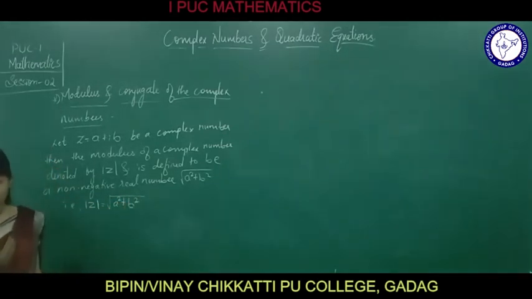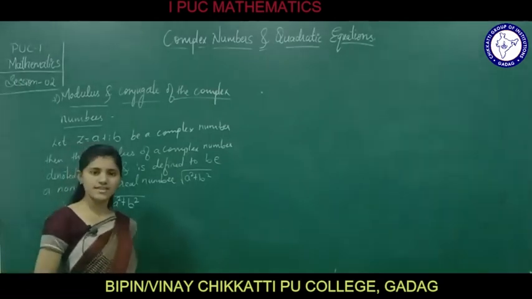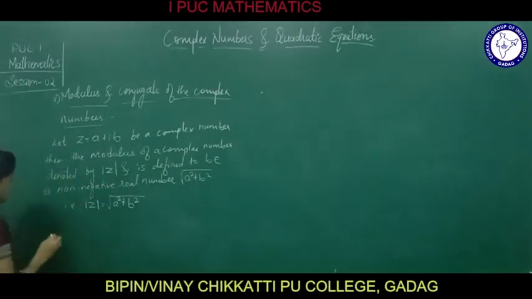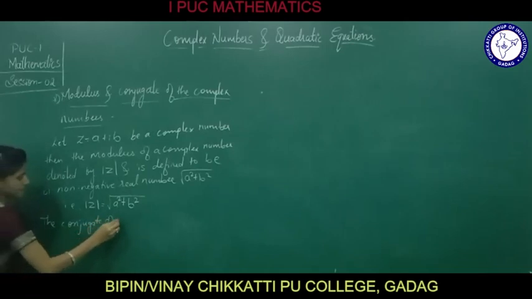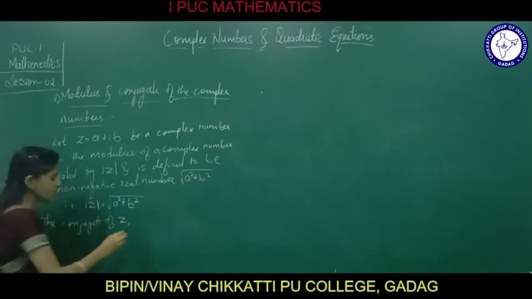Next, how are we going to write the conjugate of z? The conjugate of z is denoted by what?